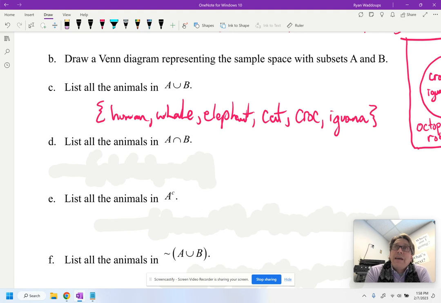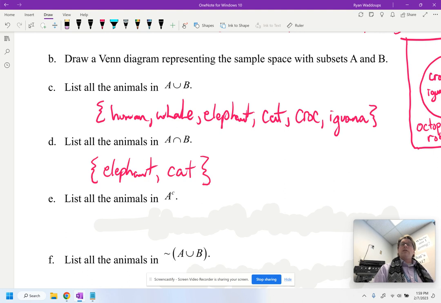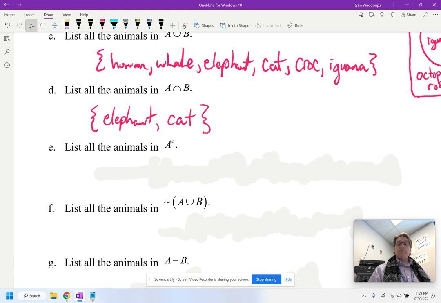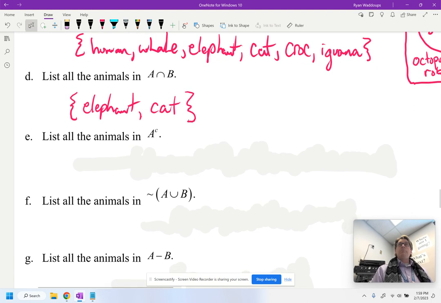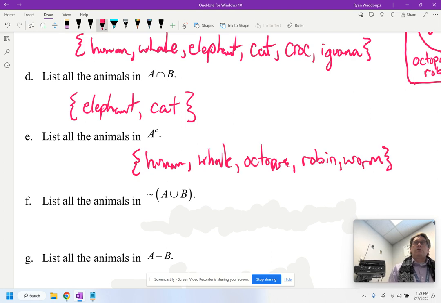Okay, and all the animals in A intersect B. Kenzie? Yeah, what are the animals in A intersect B? Elephant and cat. Yeah. List all the animals in A complement, or the complement of A. Yeah, Connor. Human, whale, octopus, robin, and worm.